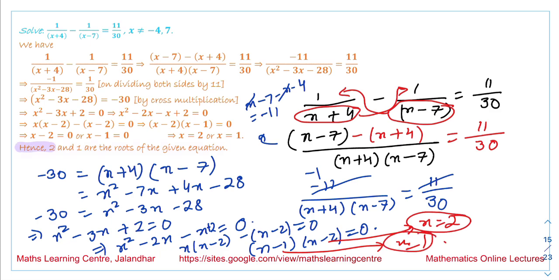So the final answer we get is 2 and 1 are the roots of the given equation, that is x is equal to 2 or x is equal to 1.